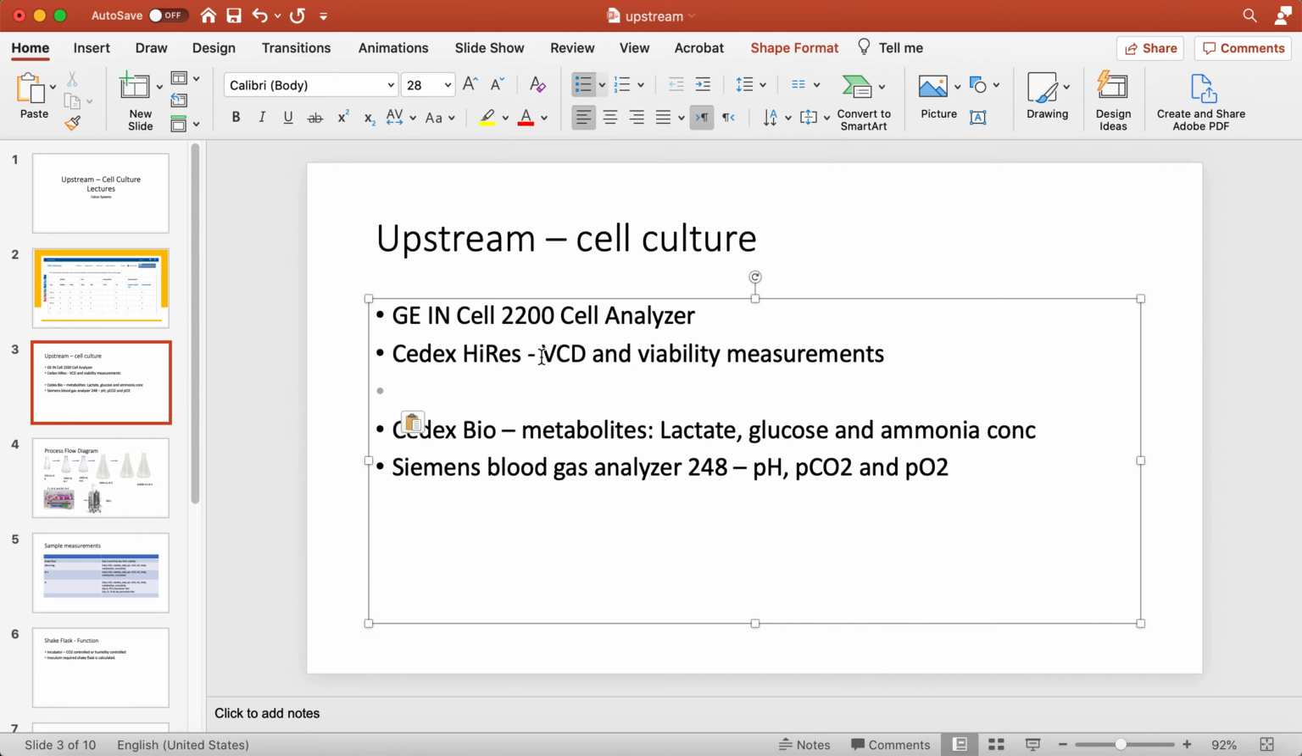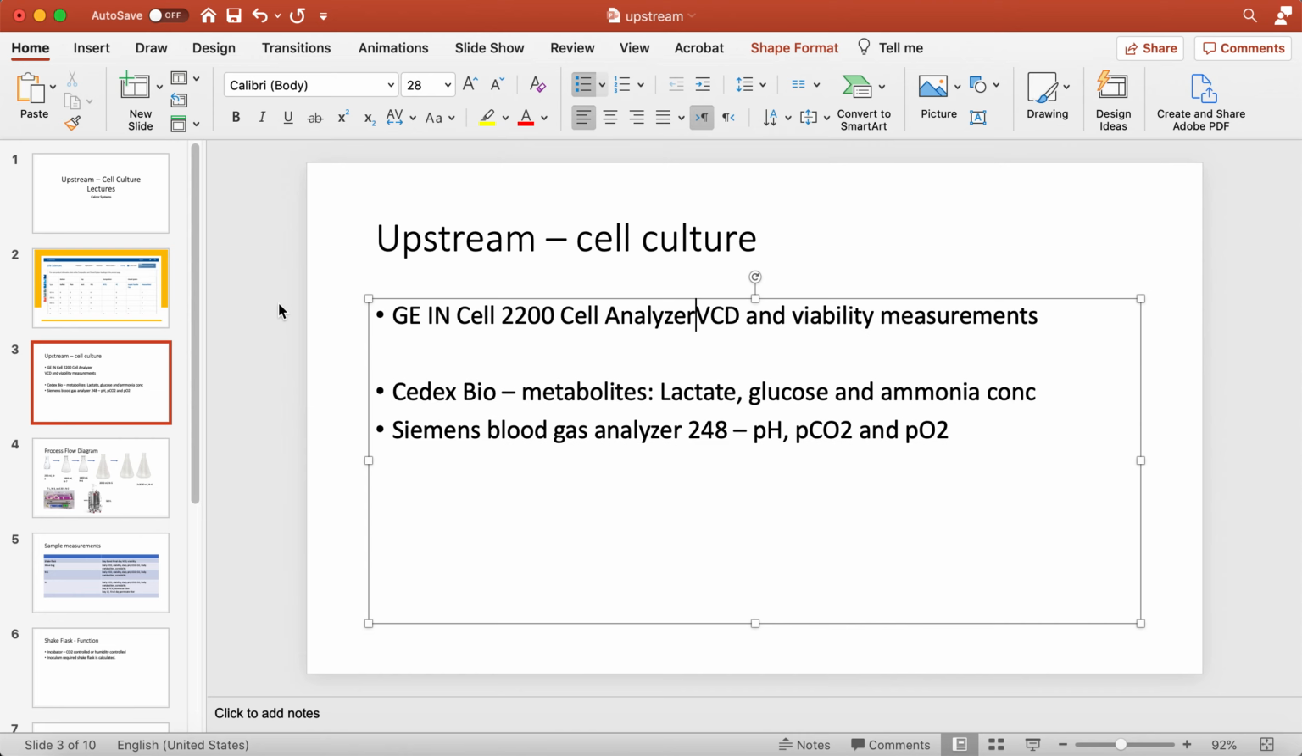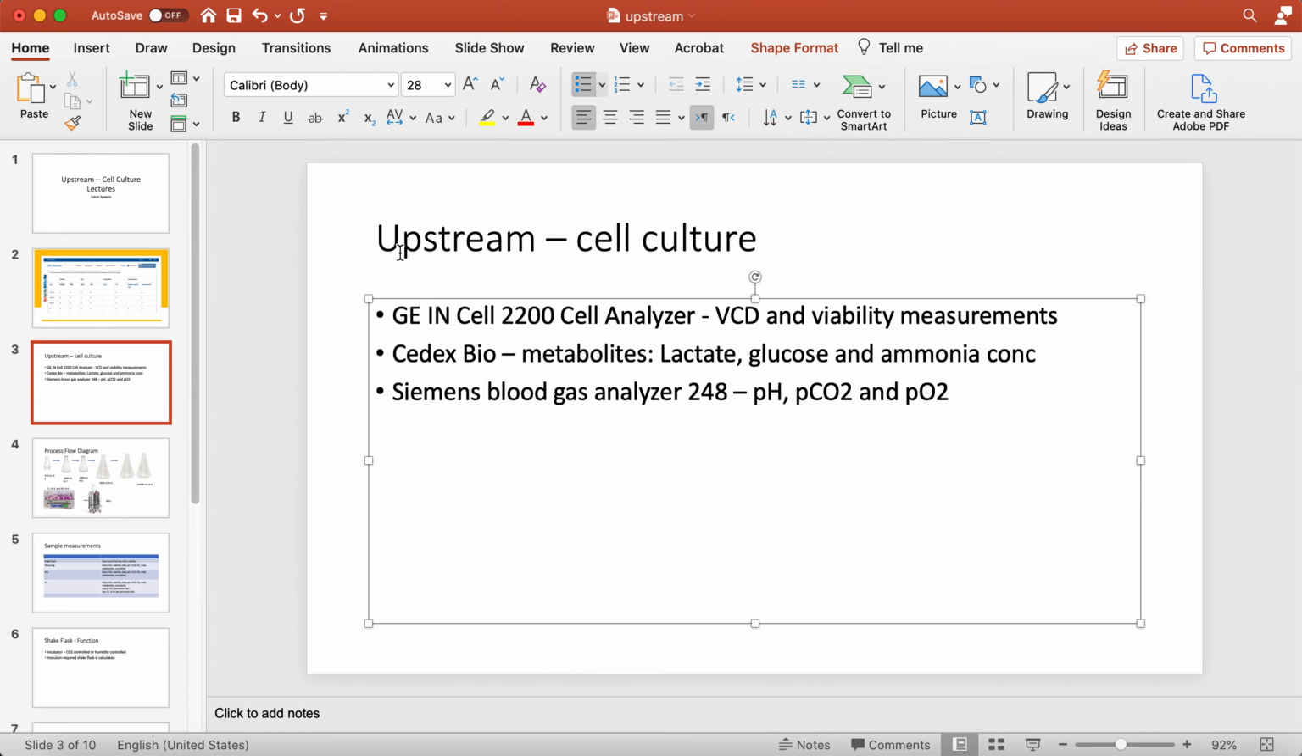The cell analyzer is used for VCD and viability measurement, and you can use CDEX Bio for metabolites: lactate, glucose, and ammonia concentration. The blood gas analyzer is used for pH, PCO2, partial CO2, and partial O2.